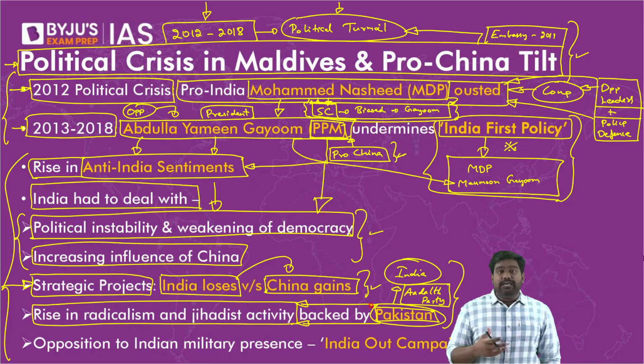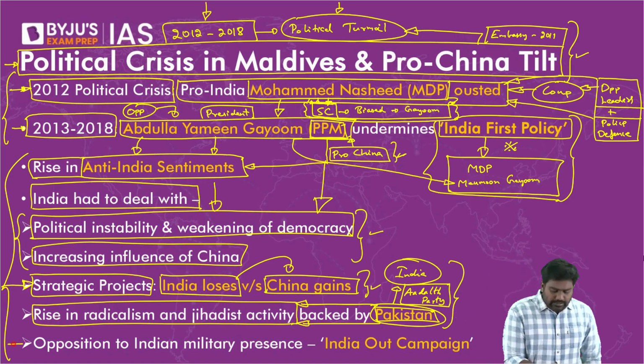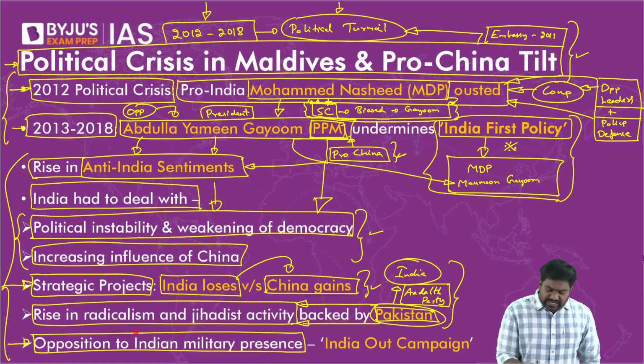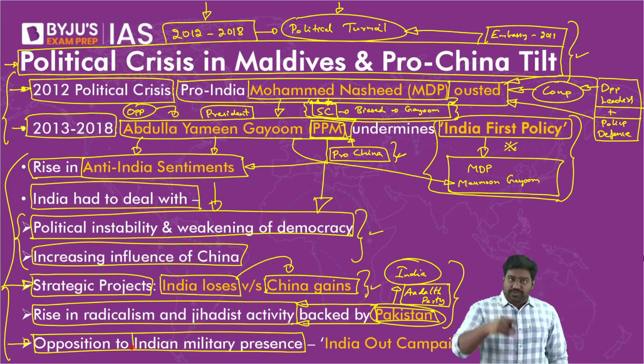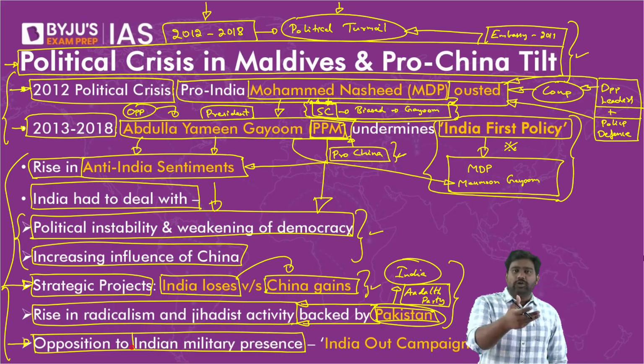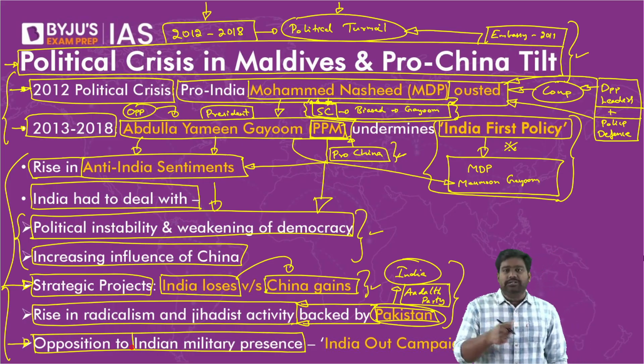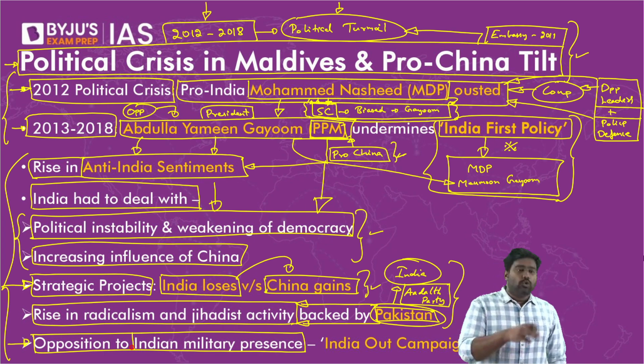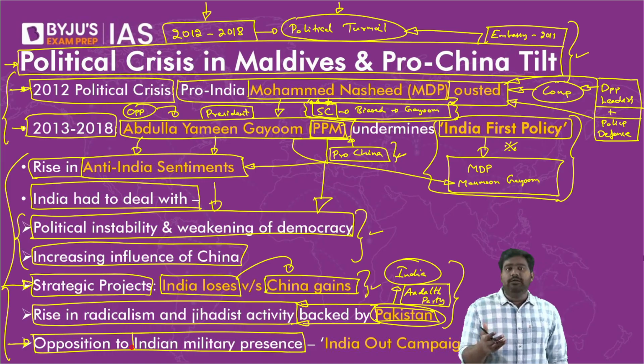So this became a major threat for India, and under Yamin Gayoom, there was opposition against Indian military presence. Because we have a constant military deployment under the defense agreement, right? We have donated Dorniers, Dhruv helicopters, naval vessels. We have set up a coastal radar recently to operate all this equipment, to service them, maintain them, and to conduct all the patrolling, right?